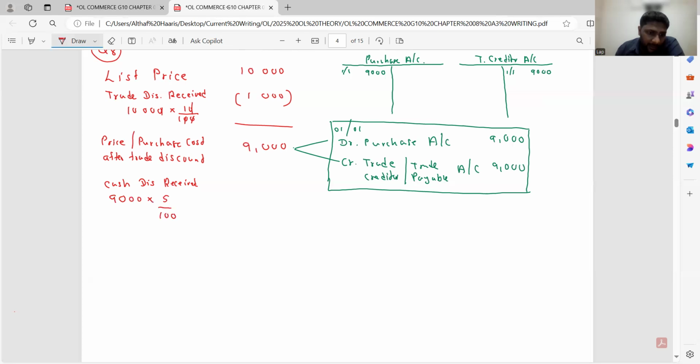100. Then here we are getting a reduction of 450. Then now we are getting a value of 8,550. So this is the cash payment to the supplier, the creditor.